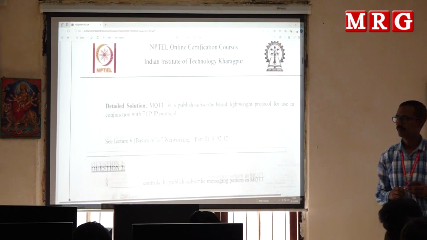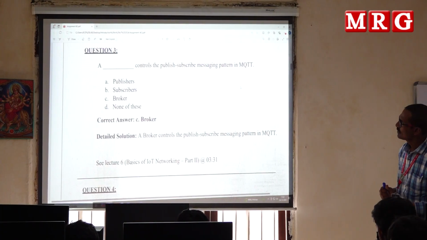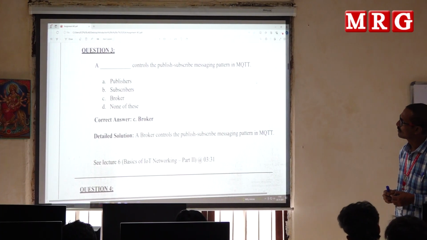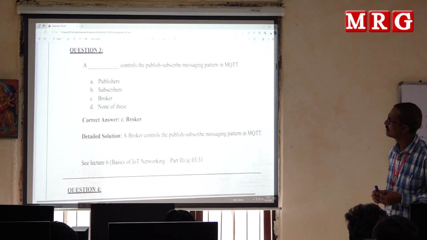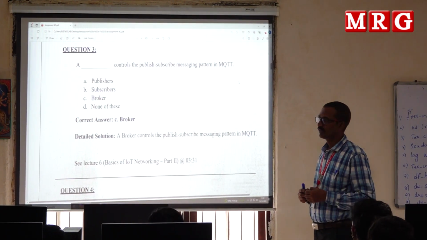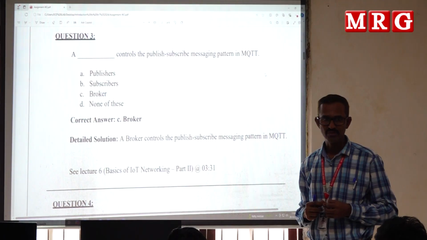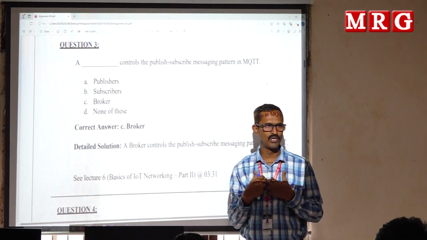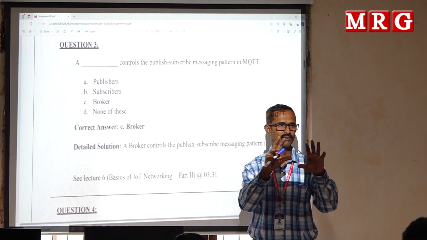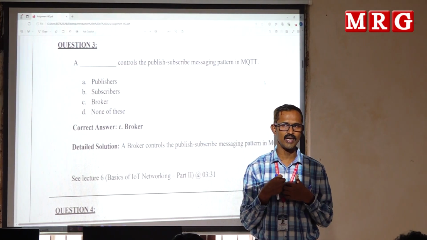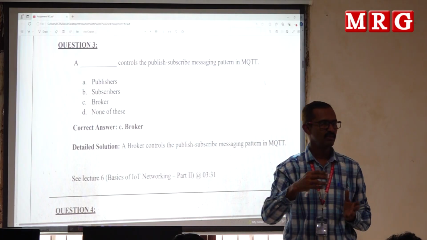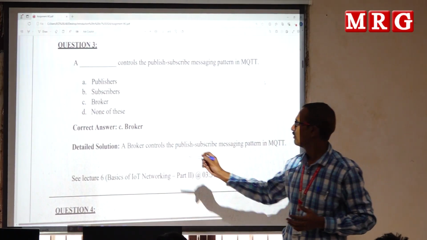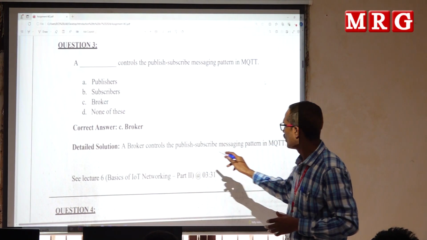Next. Again the same question. Again, a dash controls the publish, subscribe messaging pattern in MQTT. Who controls this? The answer is not the publishers. They just publish. Suppose I am the publisher, I sense the data, I process it, I publish it. Then the subscriber will subscribe and use it. Then there is another person: the broker. The broker is going to control.